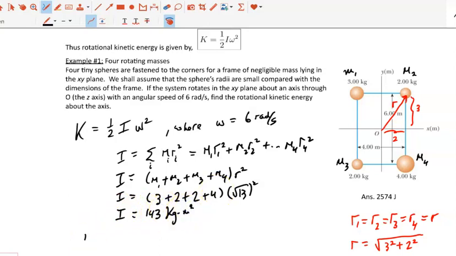Now our last step is to plug that in here. 1/2, then the rotational inertia is 143, and the angular velocity is 6 squared, and then we will get an answer of, hopefully I haven't made any mistakes, 2,574 joules. And that's it for this example.